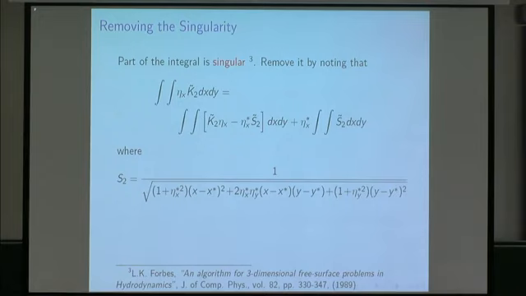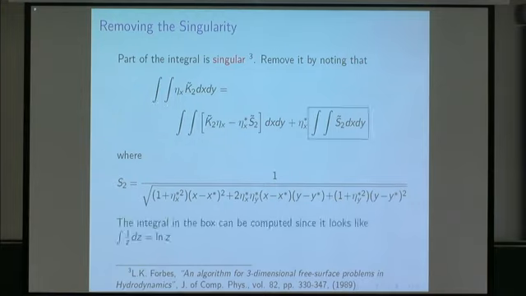And then you have to note that part of the integral is singular, and so you have to subtract it out. You have to subtract and add a certain part to make sure that you get rid of that singularity. So you introduce another term, and then one of the terms you can actually compute explicitly, so you can write down the solution to that integral, and you can find more details in the Forbes paper.